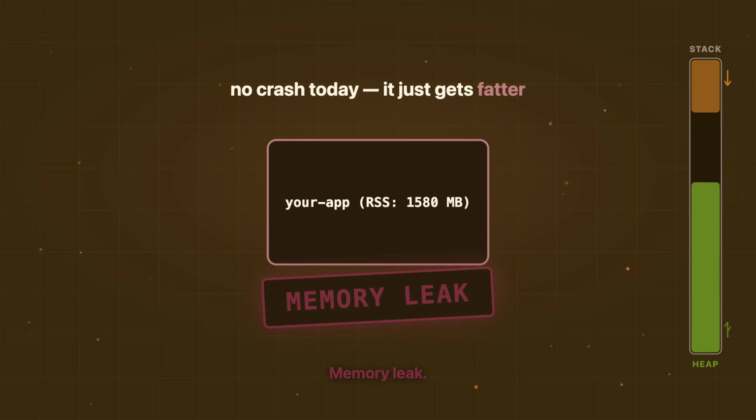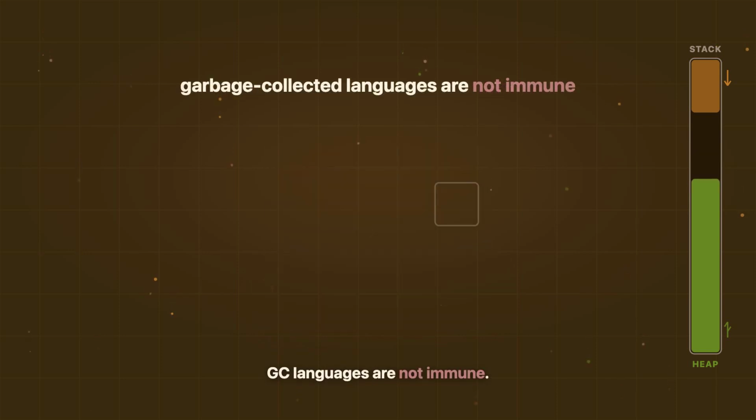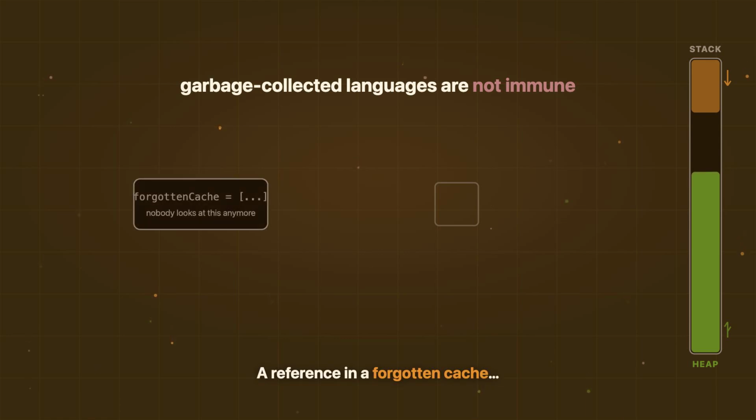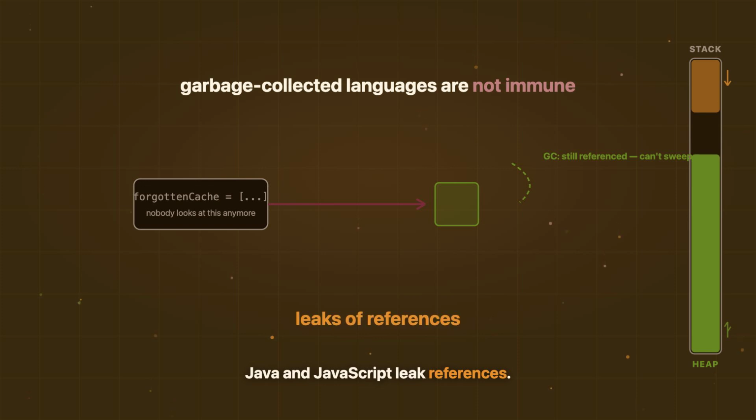That's a memory leak. And garbage-collected languages are not immune. Keep a reference alive in some forgotten cache or global list, and the collector must keep the memory alive too. Leaks in Java and JavaScript are real. They're just leaks of references.